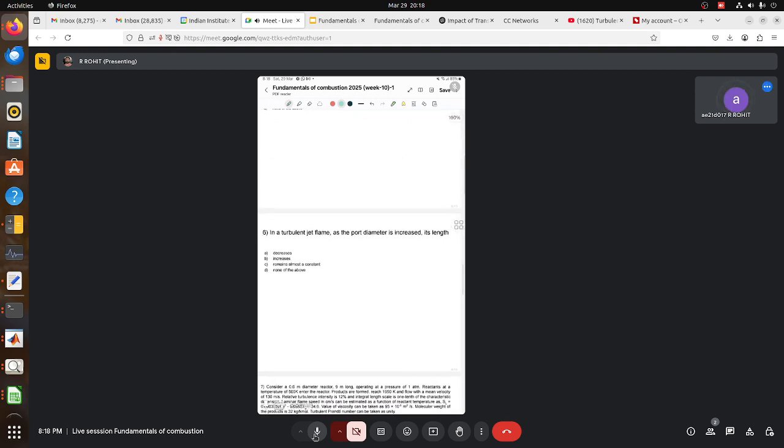Next, in a turbulent jet flame, as the port diameter is increased, its length decreases, increases, remains almost constant, or none of them. They are asking in the case of a turbulent jet flame, as the port diameter is increased, what happens to its length. I'll wait for 1 or 2 minutes while you think.